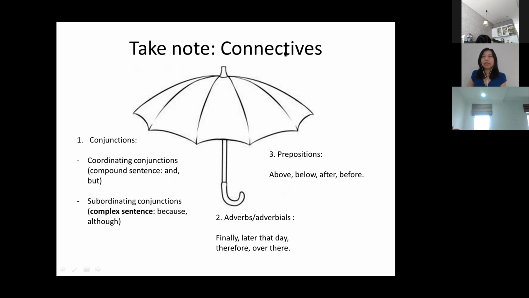Everyone, now I need you to draw the umbrella and draw the information below it. Please note the title is connectives. The umbrella is called connectives. Do it now. I will give you about 3 minutes to draw and also to write. Go ahead, 3 minutes.